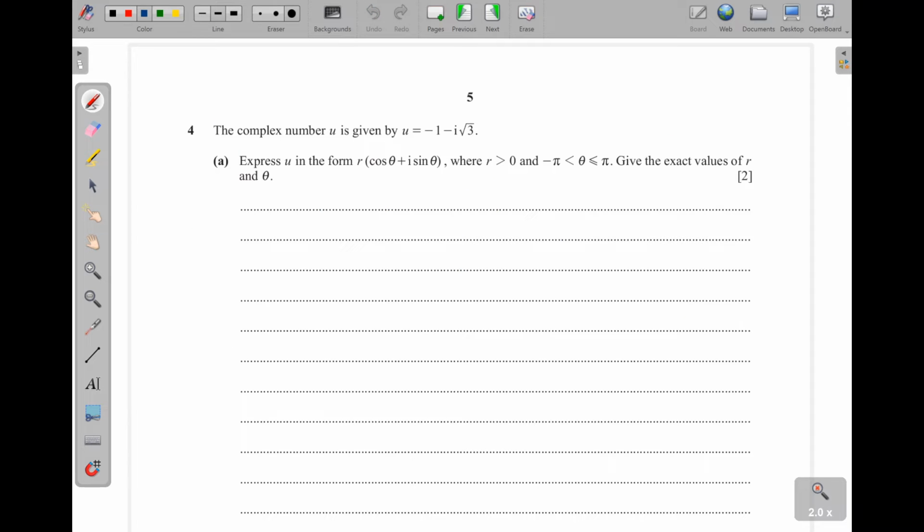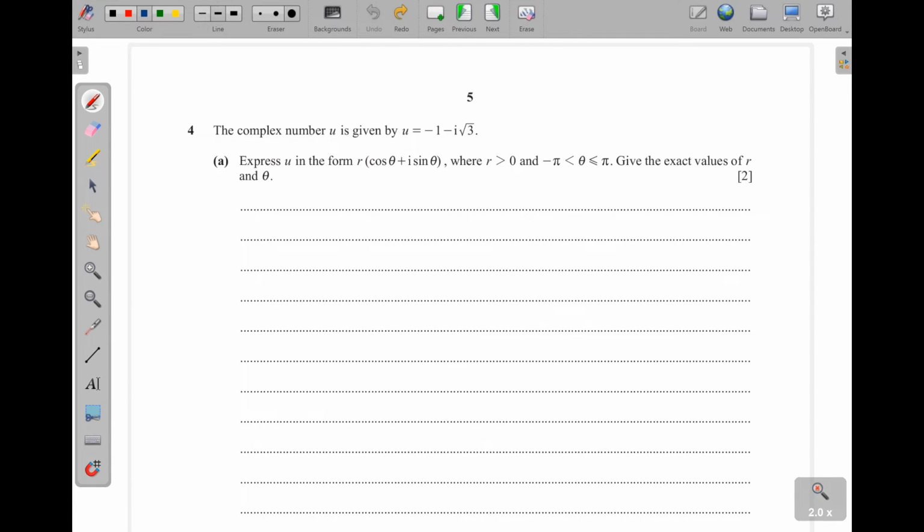Next, question 4 is coming from complex numbers. The complex number u is given by u, which is equal to -1 minus i root 3. Part A, express u in the form r cos theta plus i sin theta, where r is greater than 0, and theta is ranging from -pi to pi. Give the exact values of r and theta.